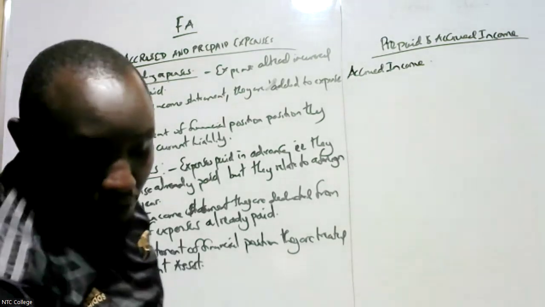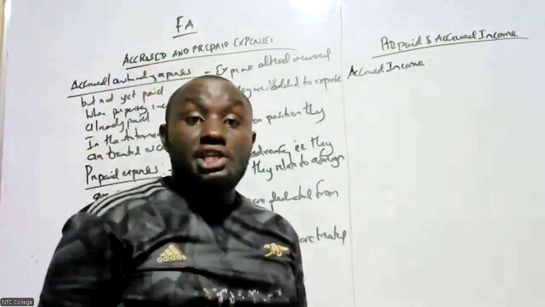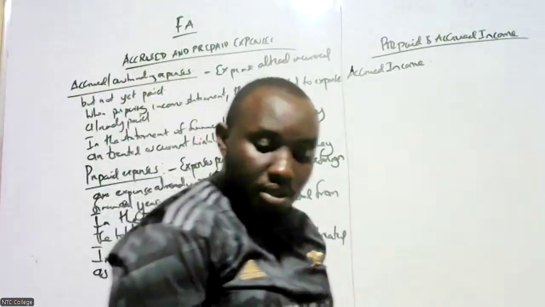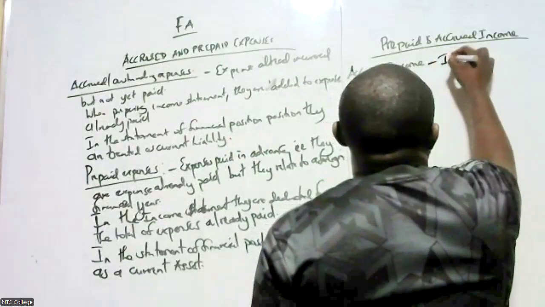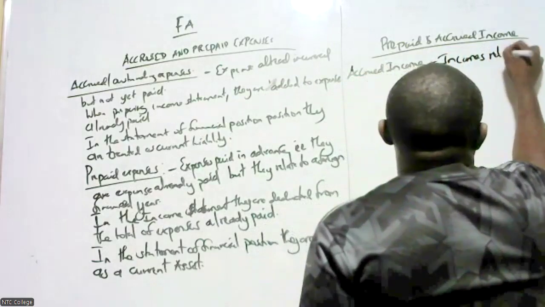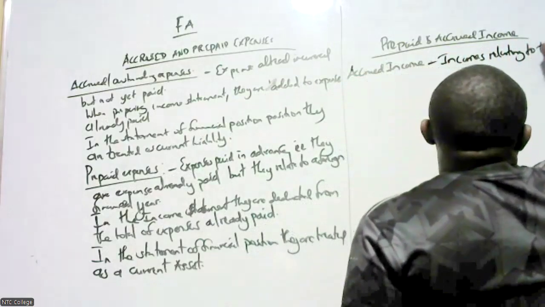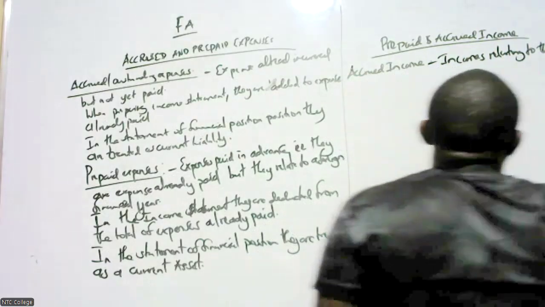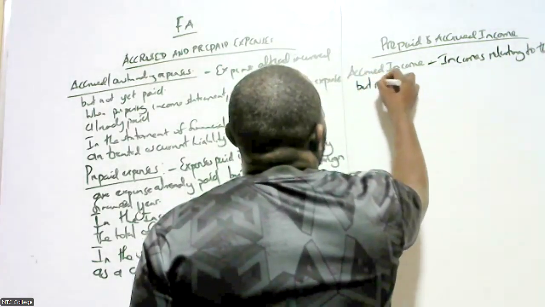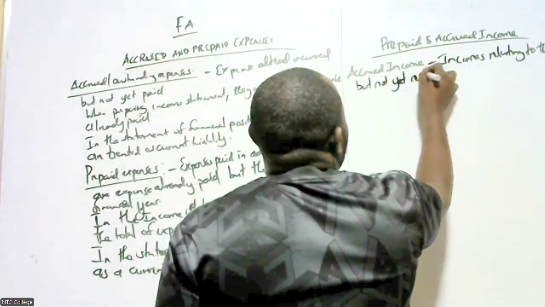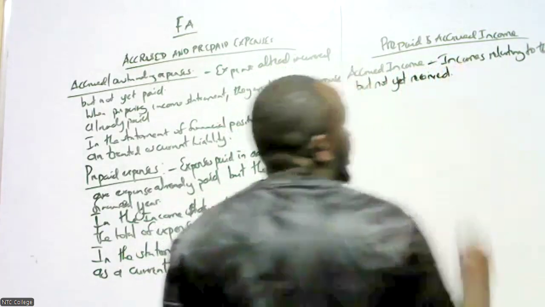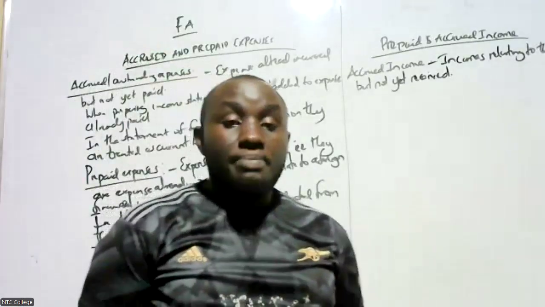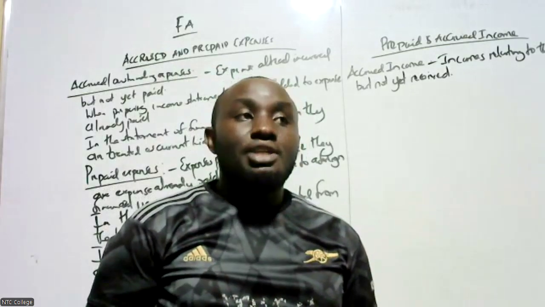We know our incomes relating to the current year, current period, but are not yet received. Incomes relating to the current period, but not yet received. Are we together? So that is the income of the current period, but they're not yet received.